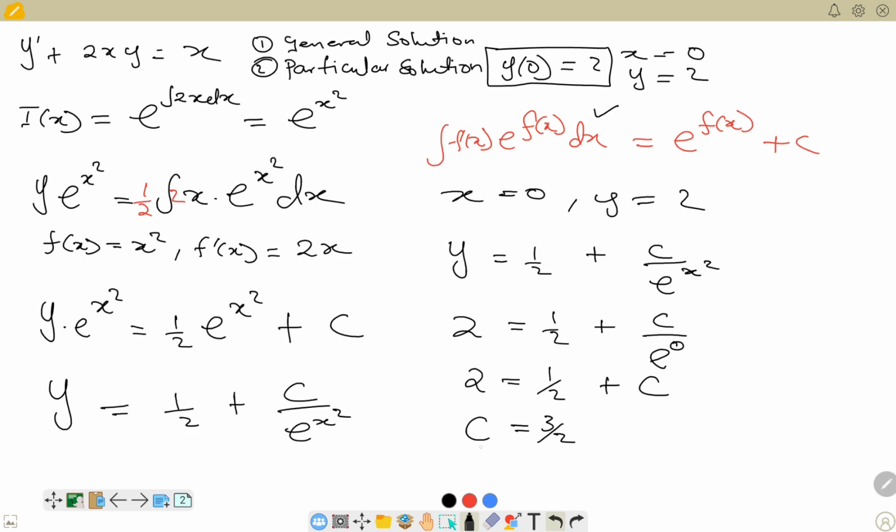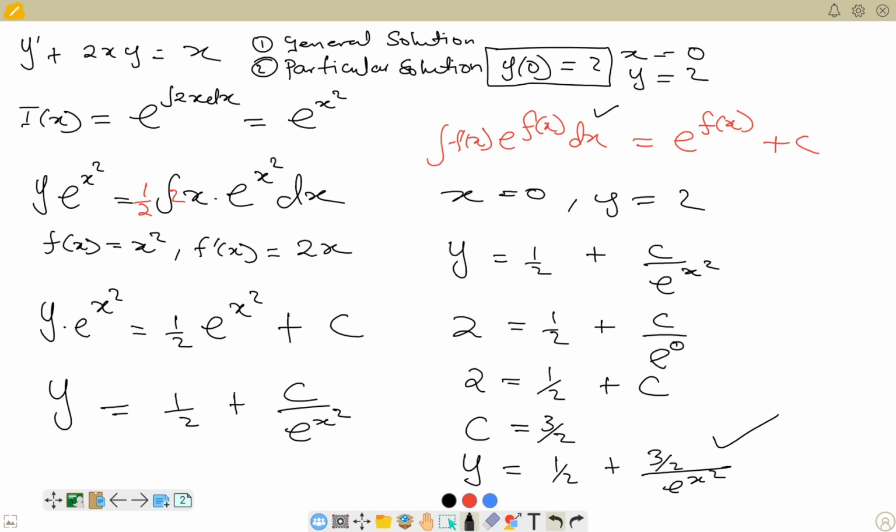Now we can find the particular solution. It's going to be 1 over 2 here, plus in the place of c, we'll put 3 over 2, over e to the power x squared. So this is the particular solution. That's it for this lesson. We wanted to just look at how to find a general solution and particular solution.